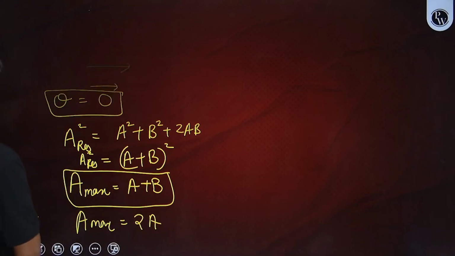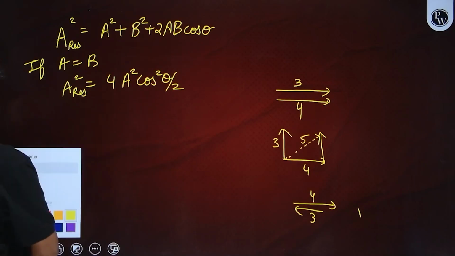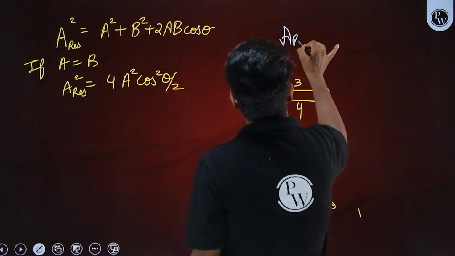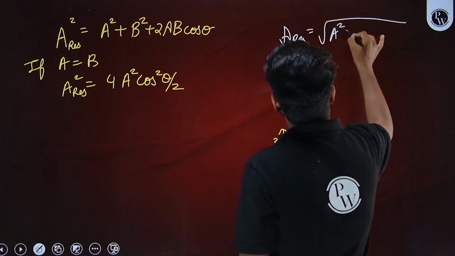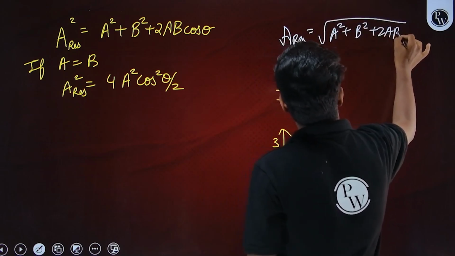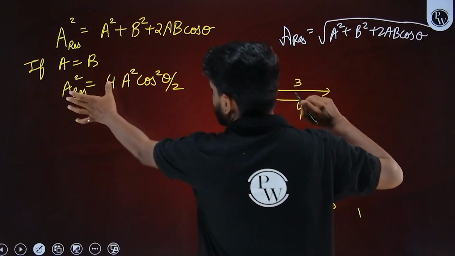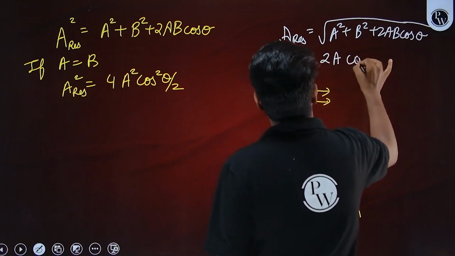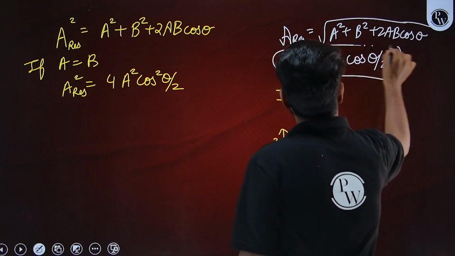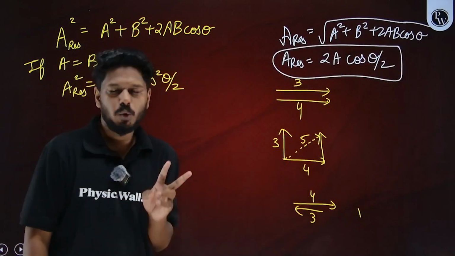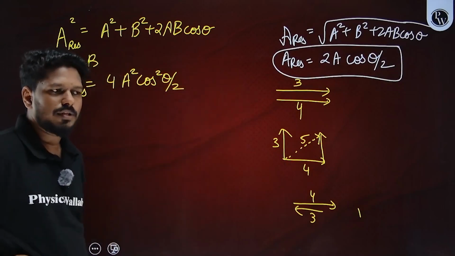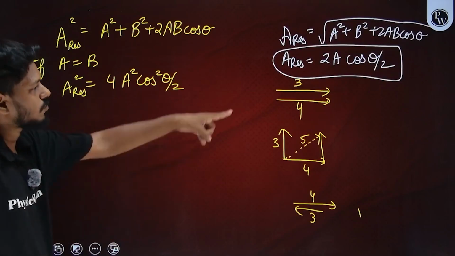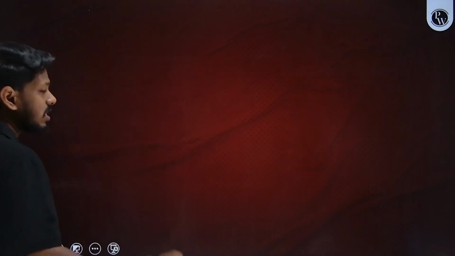If a is equal to b, you can even rearrange this formula. Either you can have it like this or you can put it like this. Resultant is equal to root of a square plus b square plus 2ab cos theta. And this formula can be written as resultant is equal to 2a cos of theta by 2. So if they are asking me to add two vectors which have the same magnitude, then I can simply write this formula, 2a cos of theta by 2. Let me quickly give you a tabular column.